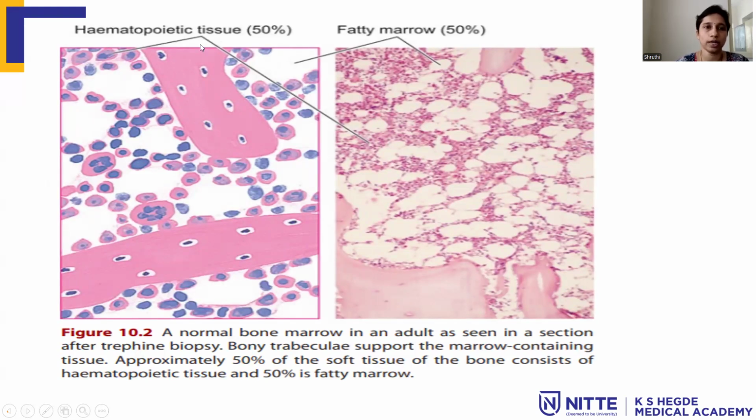So this is the picture of bone marrow which is active in hematopoiesis. It has trabeculae. This is a cancellous bone. It has the trabeculae, and in between there is fatty tissue, and in between the fatty tissue there is marrow element. In adults, fatty marrow and hematopoietic tissue each correspond to about 50%.